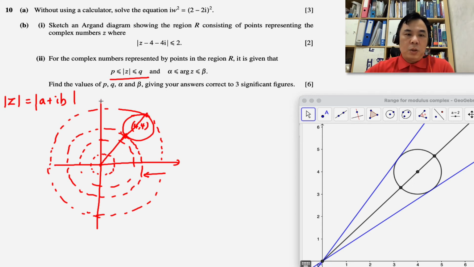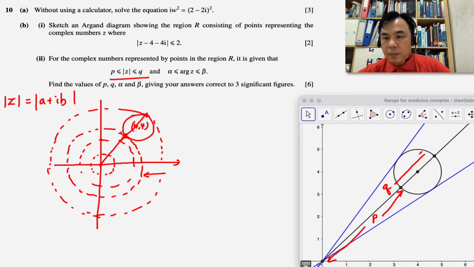Right now, my drawing is not that clear, therefore I'm going to represent it using this drawing here, which is set up by GeoGebra. It's much more specific and accurate. Now you can see that this is the origin. The shortest distance, which is represented by P, is given by this distance here, from here to here. So that will be the shortest distance. And then the longest distance, which is represented by the maximum value Q, is basically here. All right, so that will be our Q.